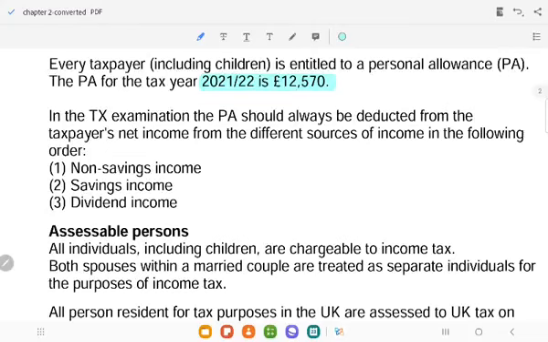Remember, for the TX examination, meaning the F6 examination, the personal allowance should always be deducted from the taxpayer's net income from different sources in the following order. First, you have to deduct the personal allowance from non-saving income, then saving income, and then dividend income. Remember, this is the order for the F6 paper. In the P6 paper, this will be changed.